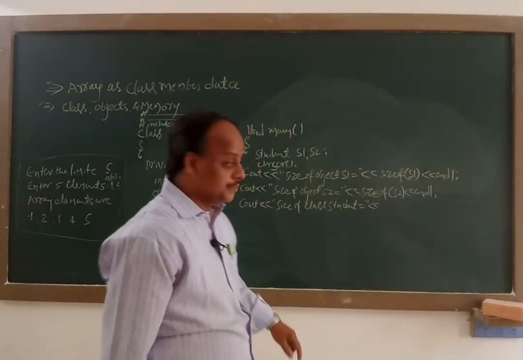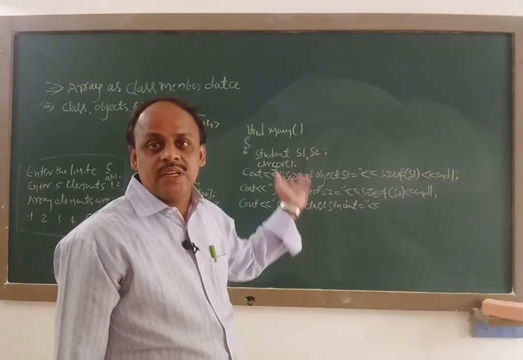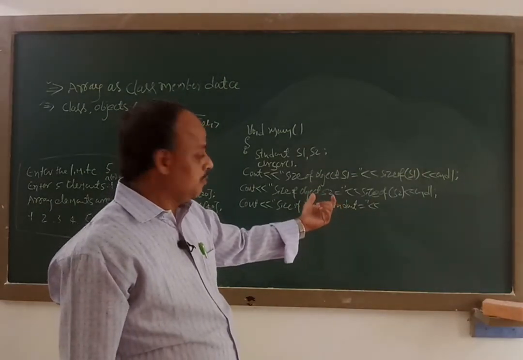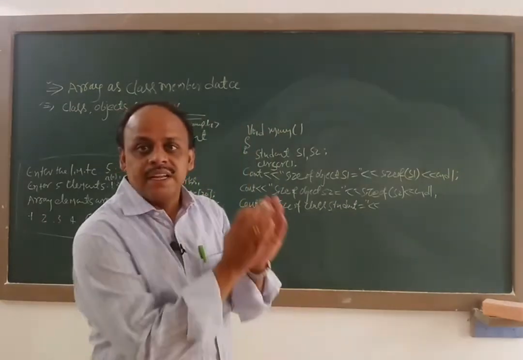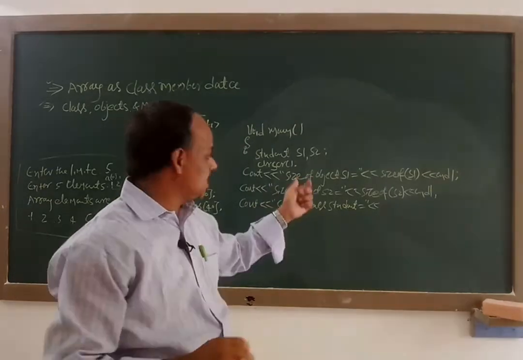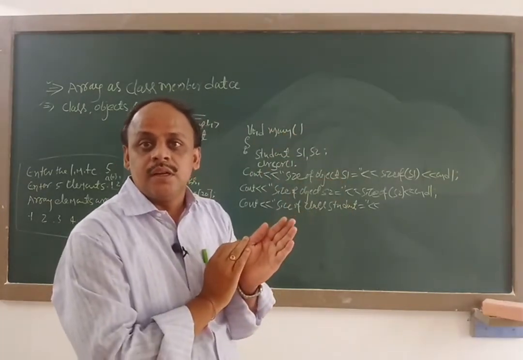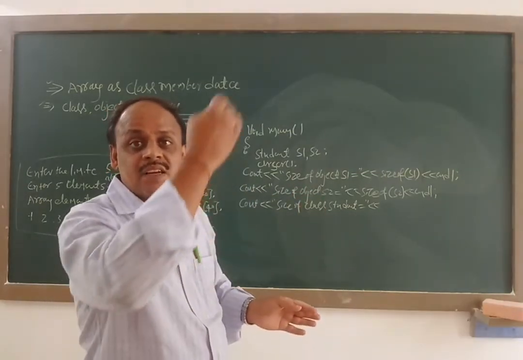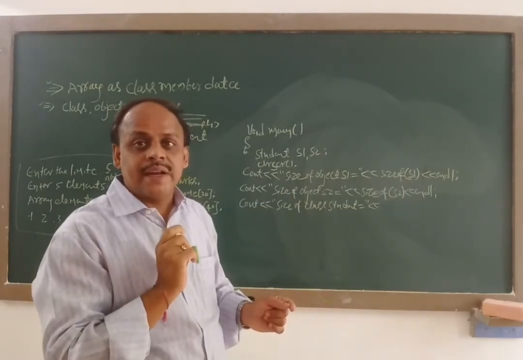So here, size of class means the class contains objects s1 and s2. Therefore we have to write size of object s1, which means it is going to find the memory allocated for the object s1. Size of object s2 means it is going to find the memory allocated for the object s2. Don't write size of class name, size of student. Don't write that, it is not giving a result.